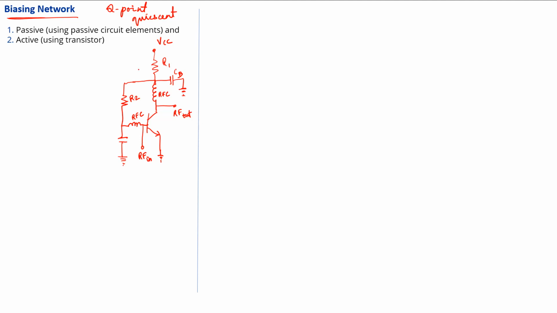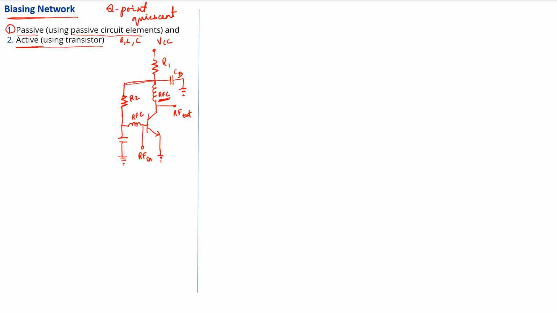This bias network can be set either using a passive network, with passive circuit elements like resistors, inductors and capacitors, or it can be realized using an active device, using transistors. We are going to look at the first kind, which is realized using resistors. Essentially, a resistive divider network is used to set the bias condition for the Q point of the transistor. Coupled with that are inductors and capacitors.